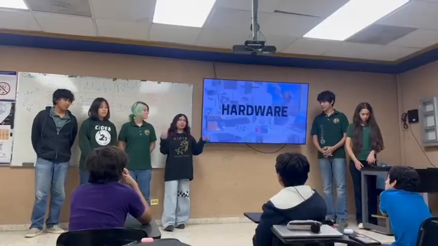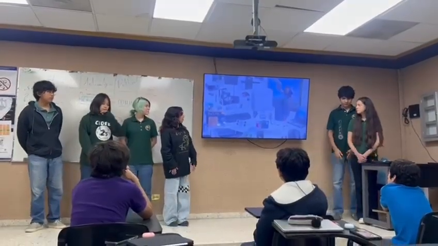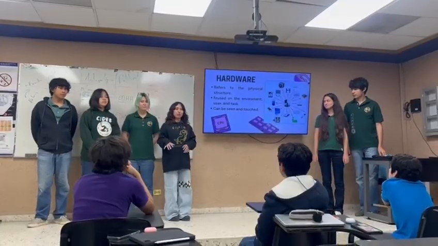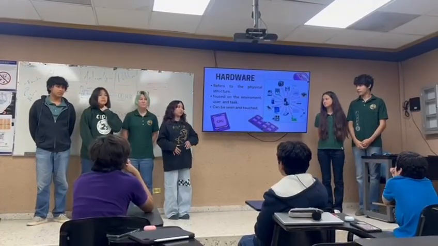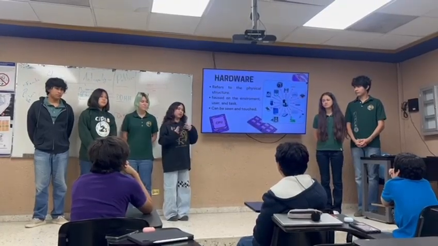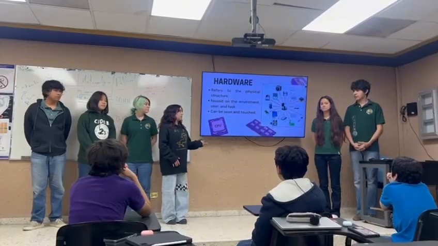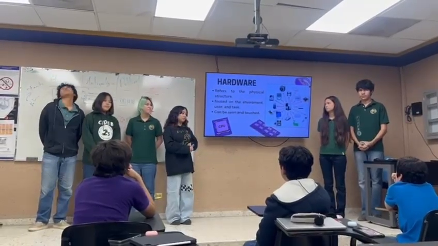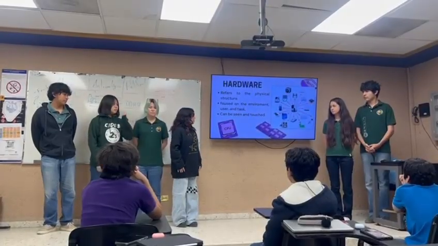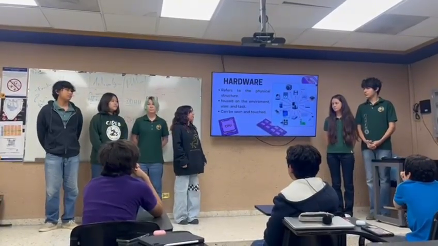Okay, so first of all, the hardware. This refers to all the physical structure of the robot. For example, in a computer, the hardware would be the keyboard and the mouse. So it is basically everything that can be touched and seen. It is designed with an emphasis on the environment, on the user, and on the task to give the robot more efficiency. And well, that's basically it.